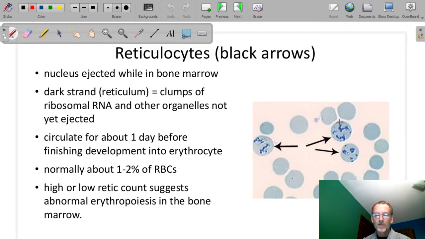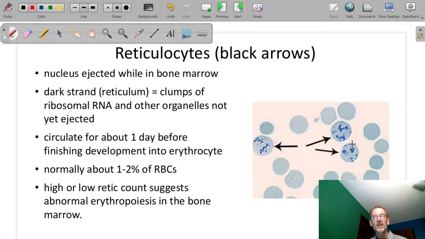They exit the bone marrow and then circulate in the blood for a short period of time. So these three are the reticulocytes, and they have a reticulum, or sort of a network of strands or filaments. Those are the dark strands of reticulum. They're clumps of ribosomal RNA and other organelles that have not yet been ejected.